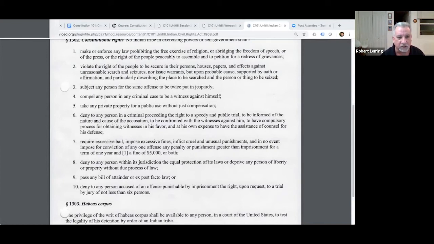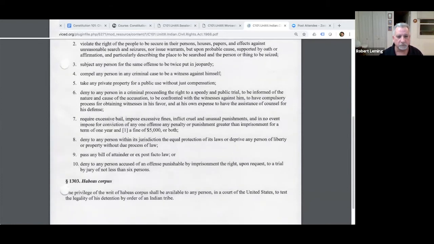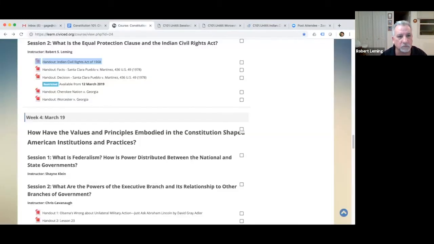Look at six. Oh, I'm sorry, eight. Deny any person within its jurisdiction the equal protection of its laws or deprive any person of liberty or property without due process. We just did that, right? Now we're dealing with, what about equal protection? All right, so this is passed in 68. Let's go to the facts.